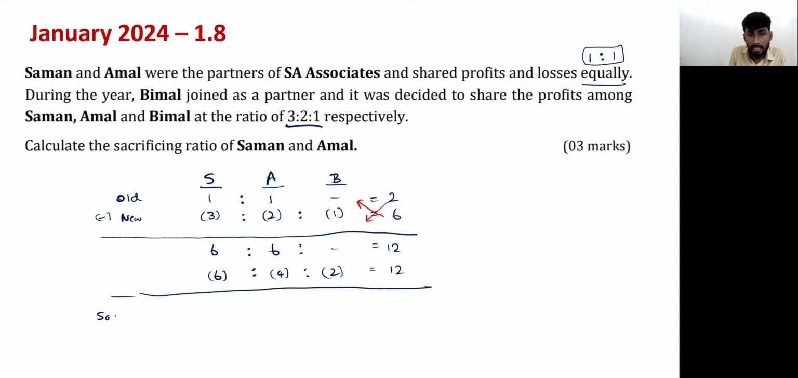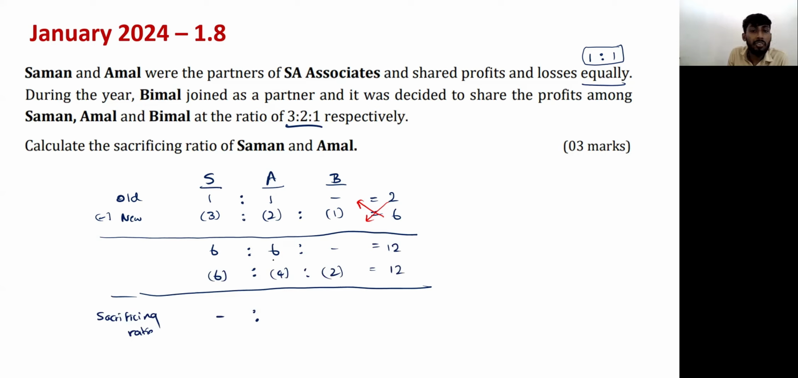Here we will get the sacrificing ratio. How to interpret this? Earlier someone got 6, and now also someone is getting 6. That means nothing sacrificed. Here it is 0. Nothing sacrificed. Okay, then what has happened?